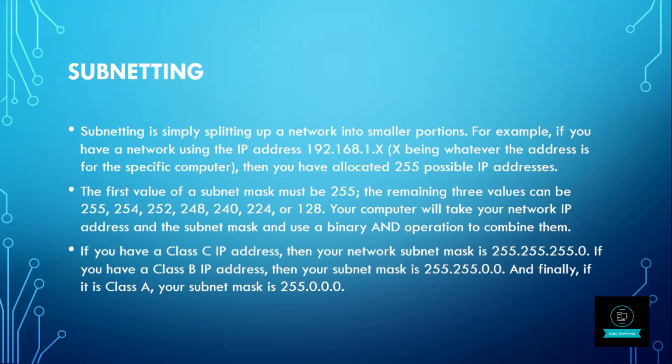If you have a class C IP address, then your network subnet mask is 255.255.255.0. If you have a class B IP address, then your subnet mask is 255.255.0.0. And finally, if it is a class A, your subnet mask is 255.0.0.0.